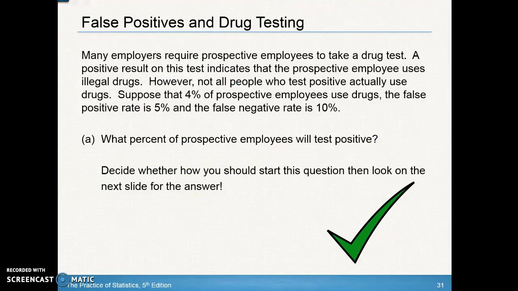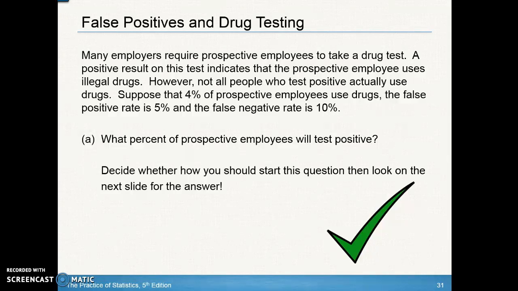All right, so I'm going to read this and I want you guys to try it, and then take a minute and look at the answer once you're done, just to see how you did. Many employers require prospective employees to take a drug test. A positive result on this test indicates that the prospective employee uses illegal drugs. However, not all people who test positive actually use drugs. Suppose that 4% of prospective employees use drugs. The false positive rate is 5% and the false negative rate is 10%.